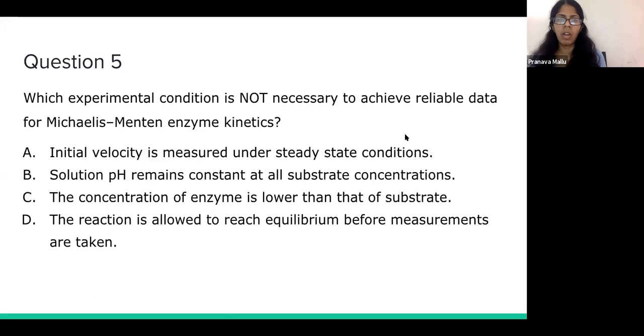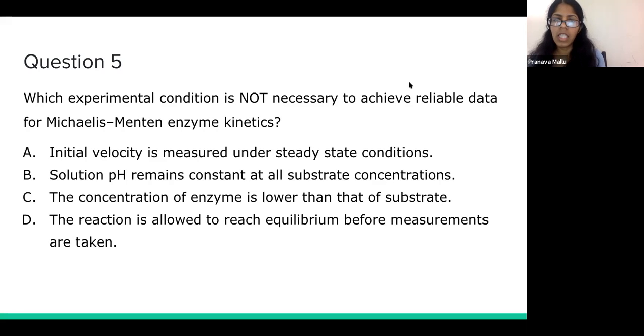And B is a tricky one because it's not something that we discussed, but the problem with the solution pH not being constant is that you're adding another variable when you're measuring the initial velocity. In any good experiment, you only want to be changing one thing, and in this case, that's the substrate concentration. So if you change the solution pH, you change some properties of the enzymes. That's why B is incorrect.